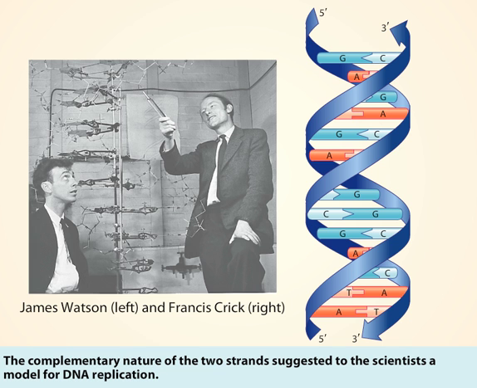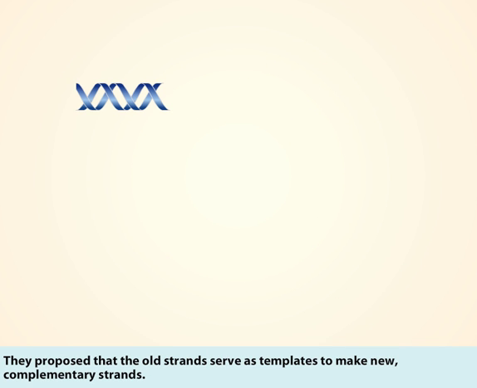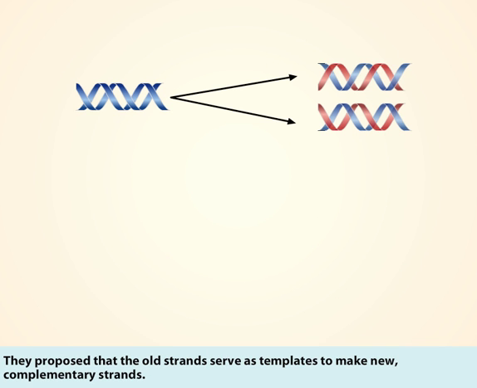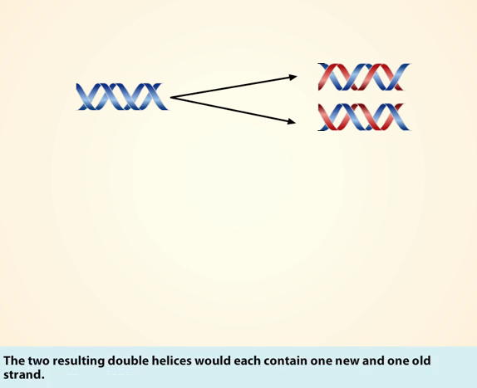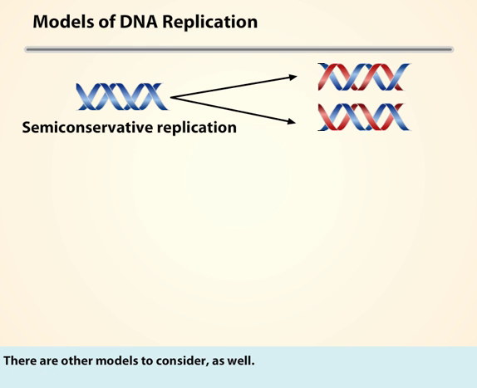The complementary nature of the two strands suggested to the scientists a model for DNA replication. They proposed that the old strands serve as templates to make new, complementary strands. The two resulting double helices would each contain one new and one old strand. There are other models to consider as well.